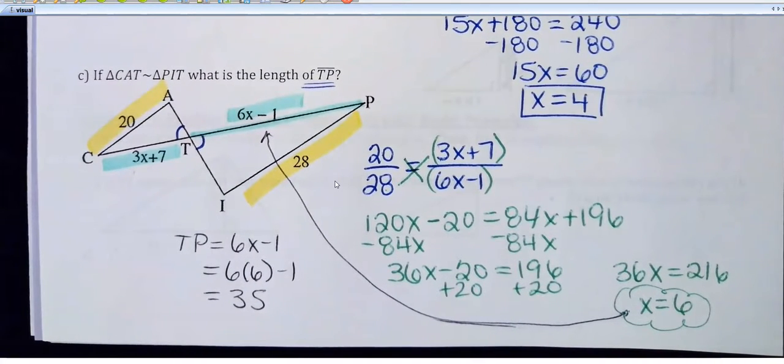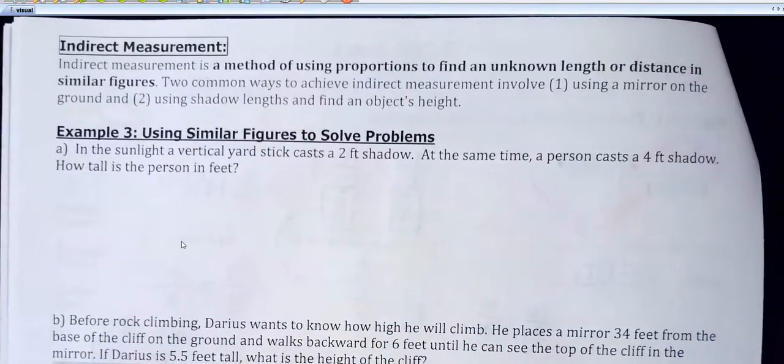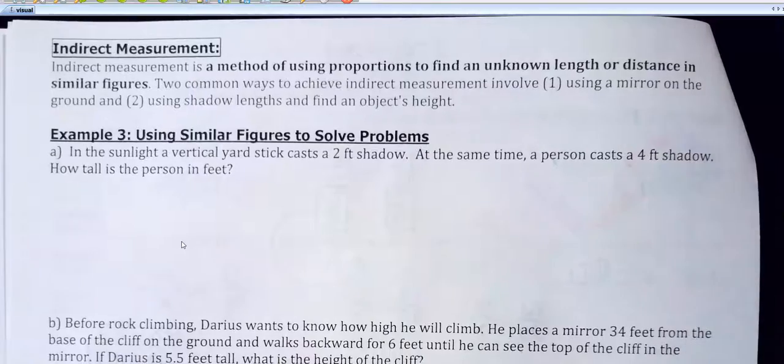You don't need to write out all that work. I was just trying to show you where it came from. But I would be looking for 35 as my answer. Okay, is anybody having a question? Okay. Yeah, if you reduced it, we should get the same numbers. Should get the same exact answer.